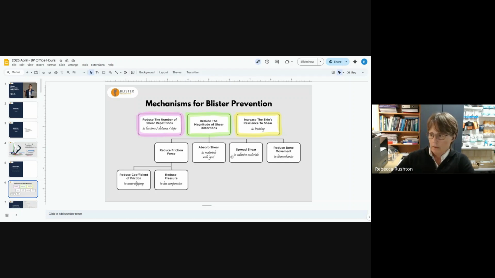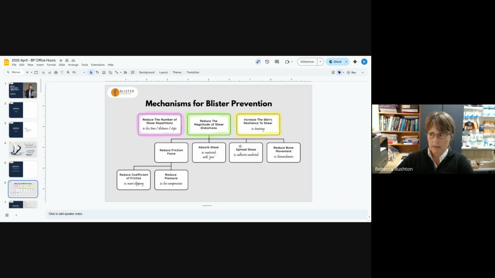Over here, we can spread shear. The way we spread shear is with adhesive materials. So this is your Compeed and all brands of hydrocolloids. It's your moleskin and taping. Remember, when we spread shear load, we're not eliminating shear. We're just spreading it over a larger area.